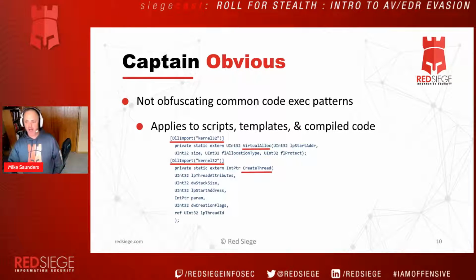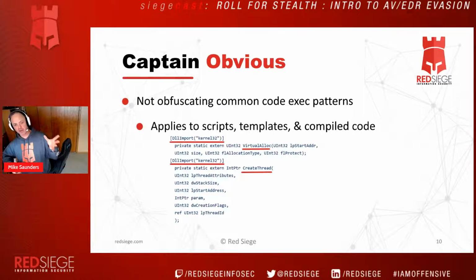Also, not obfuscating common code execution patterns. I'm going to talk specifically about the MSBuild template here again, but this applies to many types of scripts and templates and compiled code.